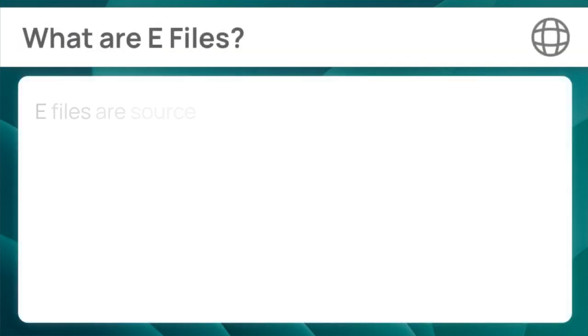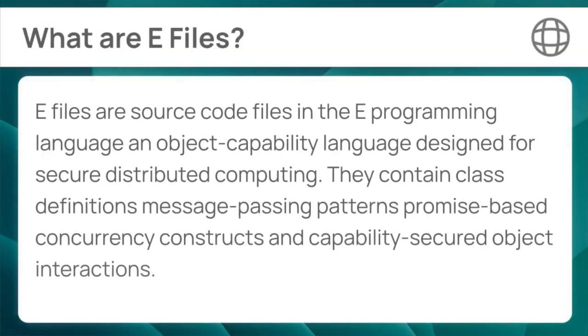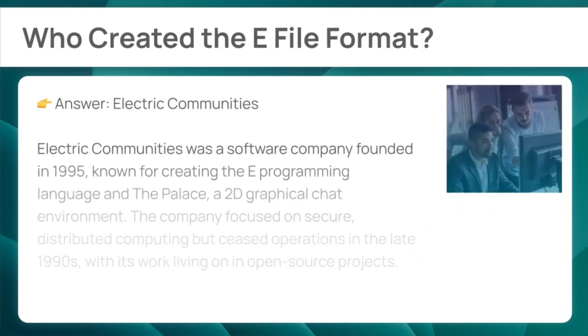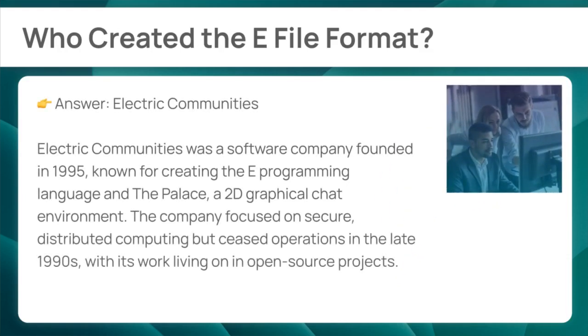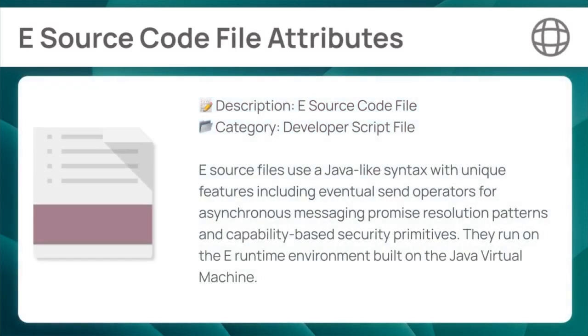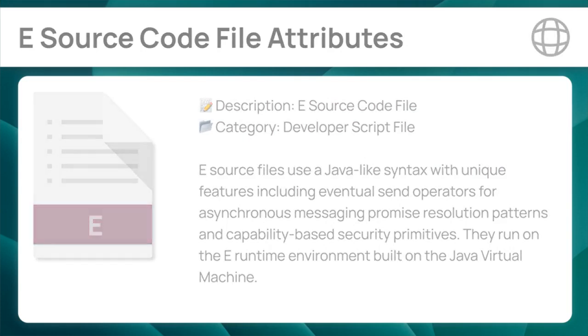E files are source code files in the E programming language, an object capability language designed for secure distributed computing. They contain class definitions, message passing patterns, promise-based concurrency constructs, and capability-secured object interactions. E source files use a Java-like syntax with unique features including eventual send operators for asynchronous messaging, promise resolution patterns, and capability-based security primitives. They run on the E runtime environment built on the Java virtual machine.